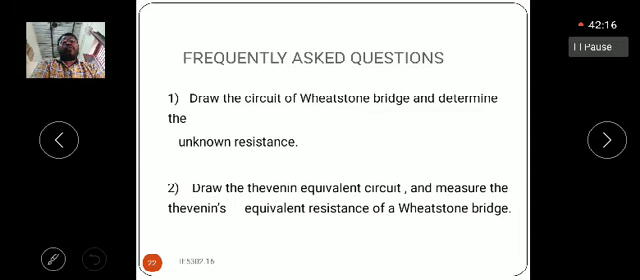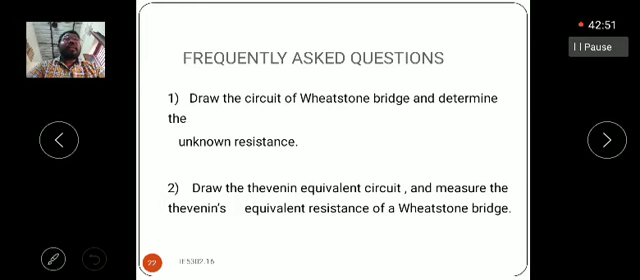That means you have to connect the Wheatstone bridge in the form of a bridge. Here we have four resistors, an energy source and a galvanometer, all of which must be drawn in an accurate way. Then we derive the unknown resistance in the circuit. That is the important question: draw the circuit of the Wheatstone bridge and determine the unknown resistance.